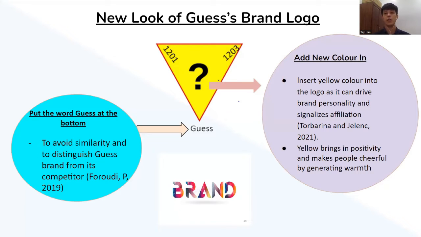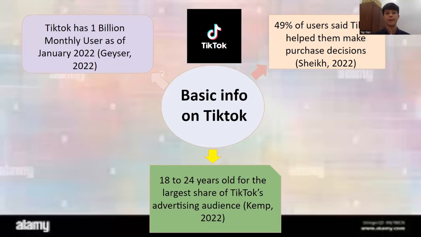And secondly, we'll be adding a new color in. I will propose Guess to insert yellow color into the logo as it can drive brand personality and signalize affiliation. Besides that, yellow also brings in positivity and makes people cheerful by generating warmth. Yellow also is quite a popular color and it is quite sharp in the eyes of the consumer. When people look at the Guess brand logo and they see yellow, they'll get attracted easily and know that there's a Guess brand new logo.